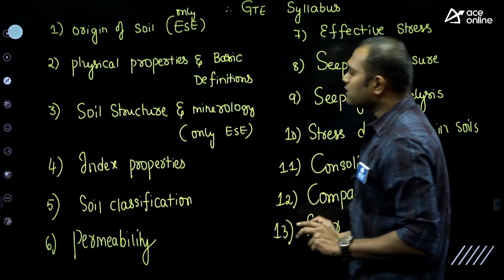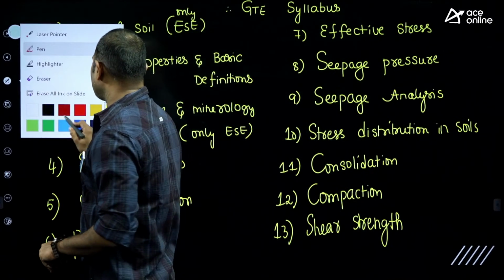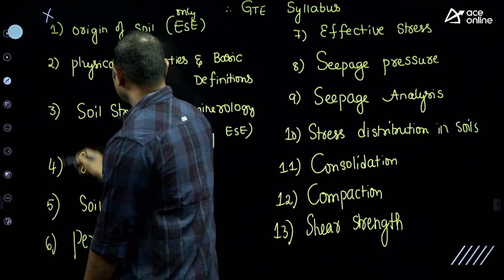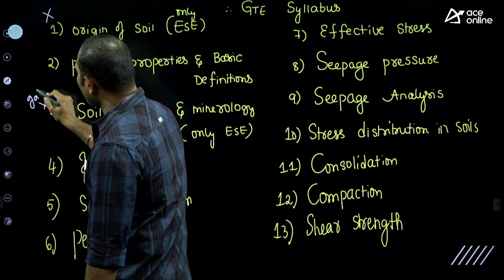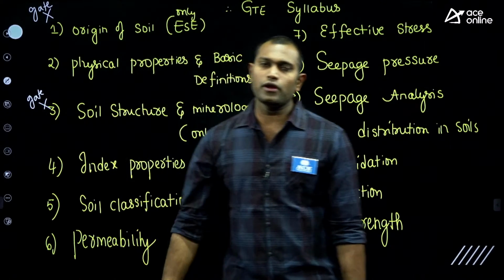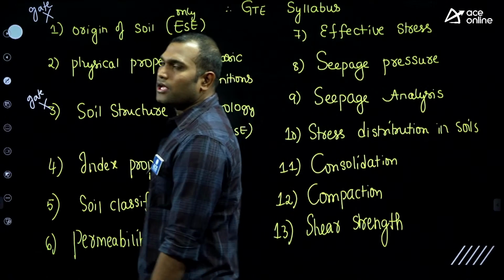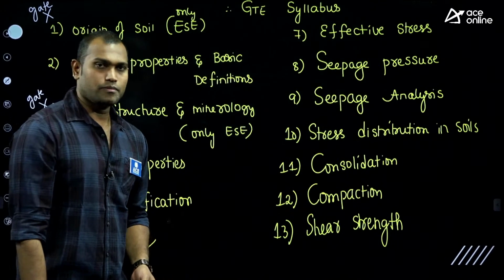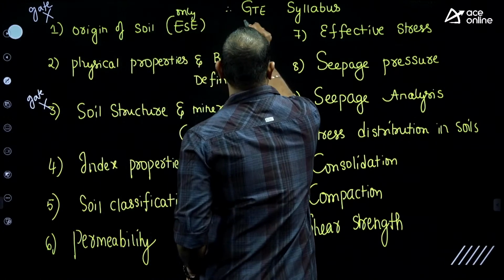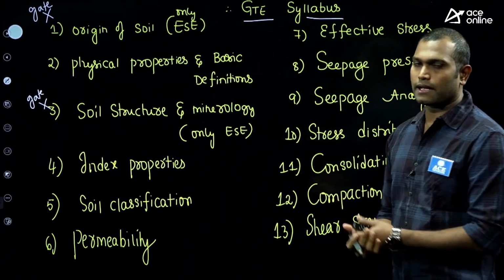But out of these 13 chapters, I am telling you, the first chapter and the third chapter are not included for the GATE. For the GATE point of view, these chapters are not included. For ESE point of view only they are included. Apart from that, the remaining 11 topics are included for the GATE examination. So this is the syllabus of soil mechanics. Mind it, these are the chapters from soil mechanics.